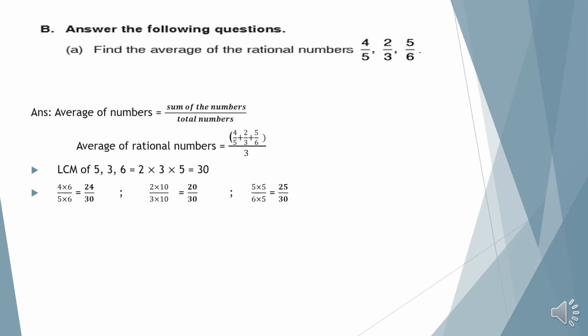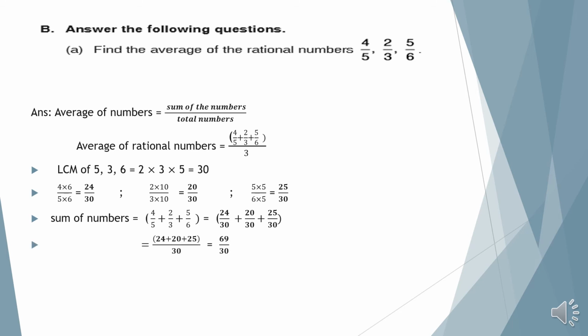So, we'll write 24 upon 30 in place of 4 by 5, 20 upon 30 in place of 2 by 3, and 25 upon 30 in place of 5 by 6. So, the sum is equal to 24 plus 20 plus 25 divided by 30. Because the denominators of all three rational numbers are equal, we'll add the numerators only. Hence, the sum of the numbers is equal to 69 upon 30.